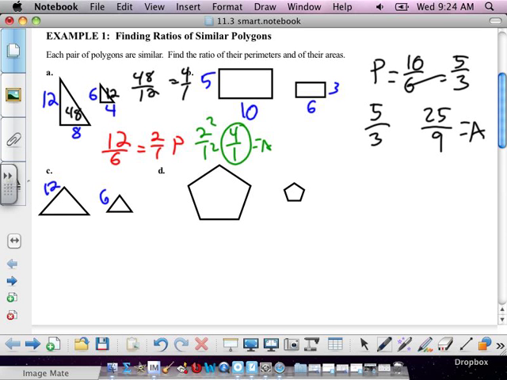All right. So again, for C, we get 12 over 6, which is 2 over 1. And how do I do the area again? Square it. So I should get 4 over 1 for the ratio of the area.